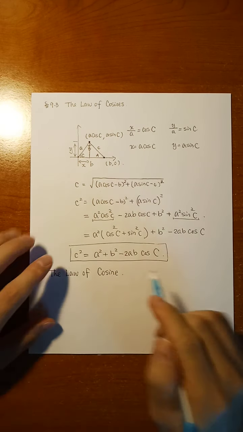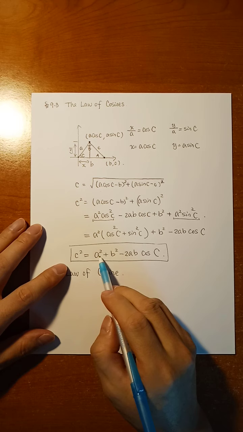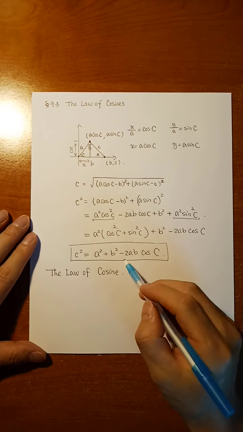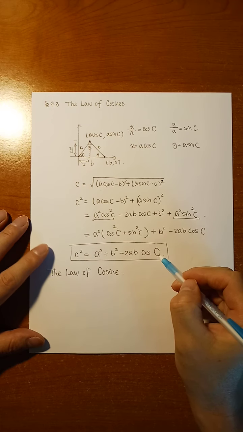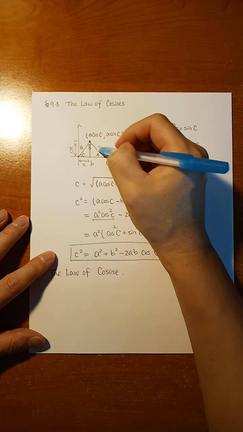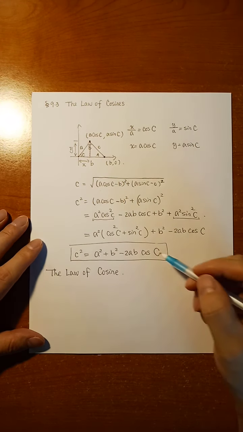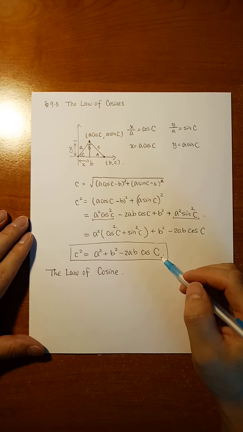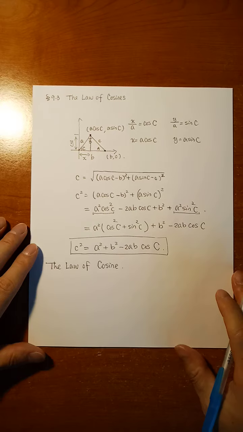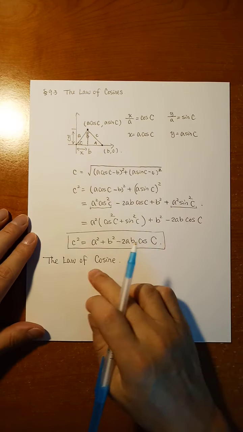The law of cosines is that C squared is equal to A squared plus B squared minus 2AB times cosine C. Here this is angle C. This is the length of the side facing C, opposite angle C. All right? So this is one of those laws.